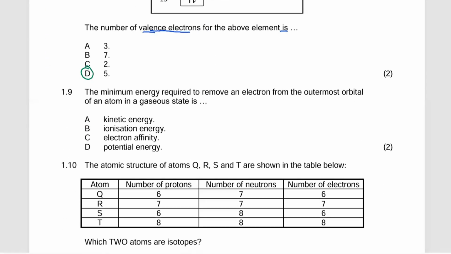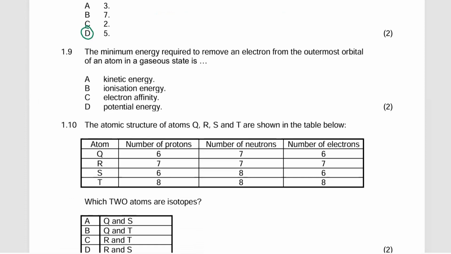Then we proceed to the next question, which reads: the minimum energy required to remove an electron from the outermost orbital of an atom in a gaseous state is dash. This is referred to as the ionization energy, which is the minimum energy required to remove an electron from the outermost orbital of an atom in a gaseous state. Kinetic energy is the energy an object possesses due to its motion. And option D, potential energy, is the energy possessed by an object due to its position above the surface.